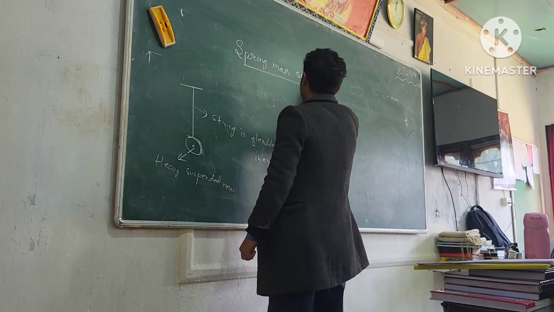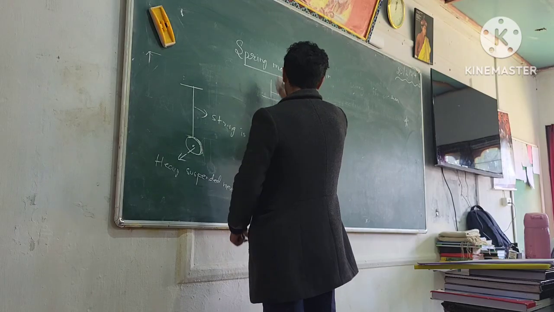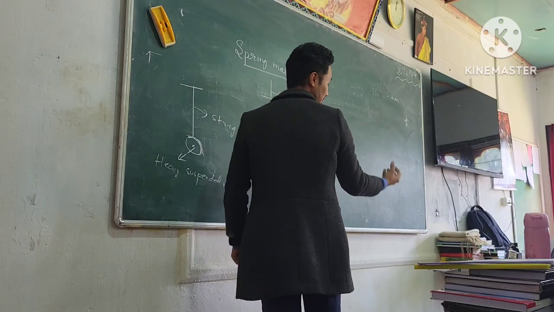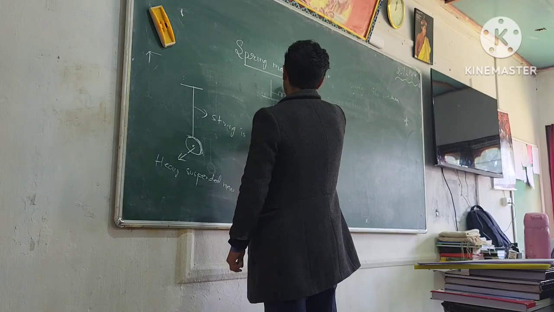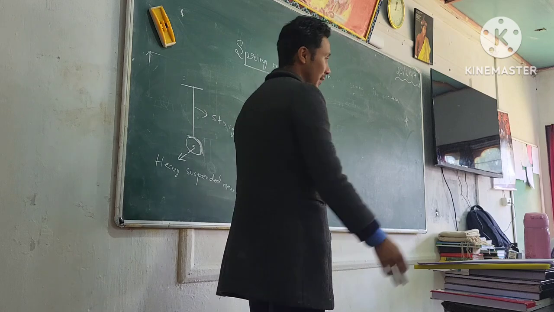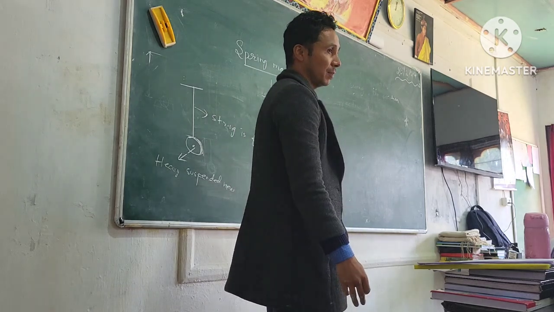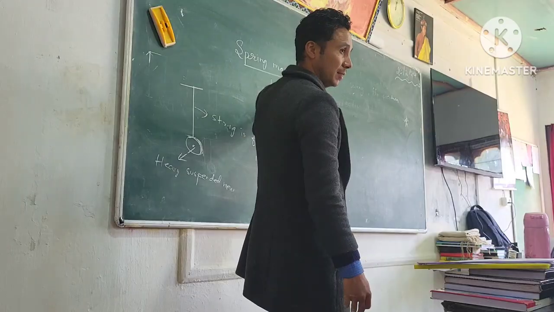What should the time period be in the spring mass system? This is just a spring mass system. It can be vertical also, like we can do the experiment vertically. This is a spring of spring constant K. So here we write the direct formula for time period, and we see what the time period depends upon in the spring mass system. Is it clear?